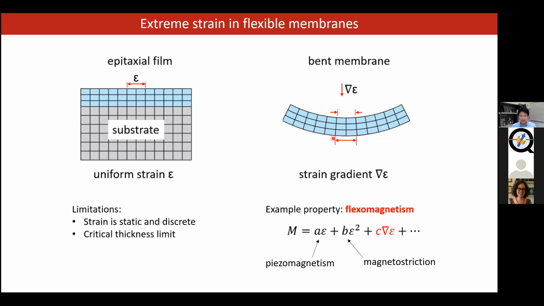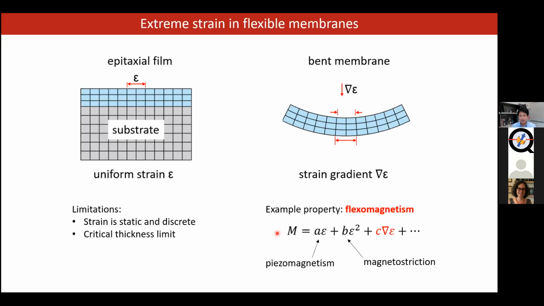So one example is thinking about simple things like doing a bend or introducing strain gradients inside a material. And then you can ask the question, well, what kinds of new properties might you expect if you could strain in new complex geometries and in higher strain states than what you can access in a conventional epitaxial geometry? So one example property is flexomagnetism, right?